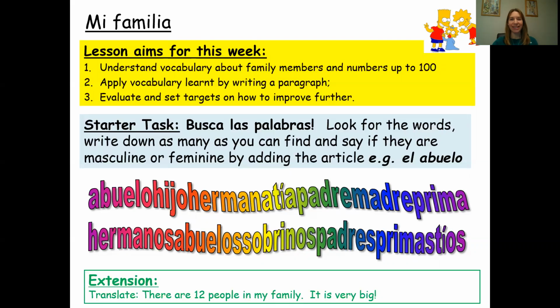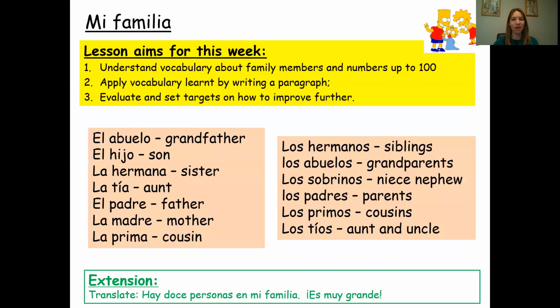Excelente, muy bien. Vamos a corregir, we're going to correct. Let's have a look at what the answers are. So you can see the top line of the snake, we have el abuelo, meaning grandfather, el hijo, son, la hermana, sister, la tía, aunt, el padre, father, la madre, mother, and la prima, cousin. And in this sense, la prima is a female cousin. We know that because it's la and ends in a.